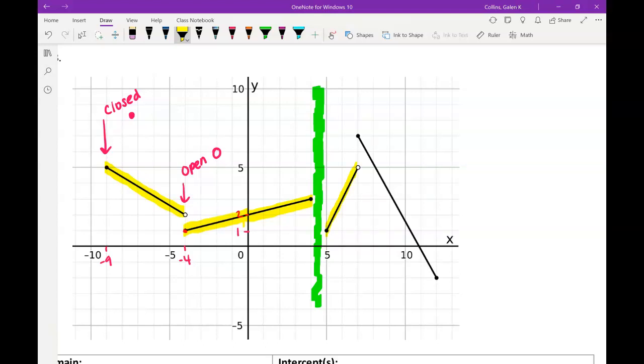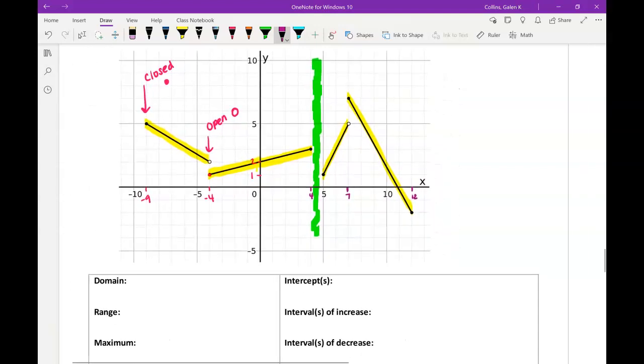When I get to x equals 7, I jump up to this other closed circle. The function continues to exist all the way to x equals 12. So I'm just going to label that 12. I'm going to label that 7 on my axis. I'm going to label my 4. Sometimes it helps me to fill in the values that I might think are important.